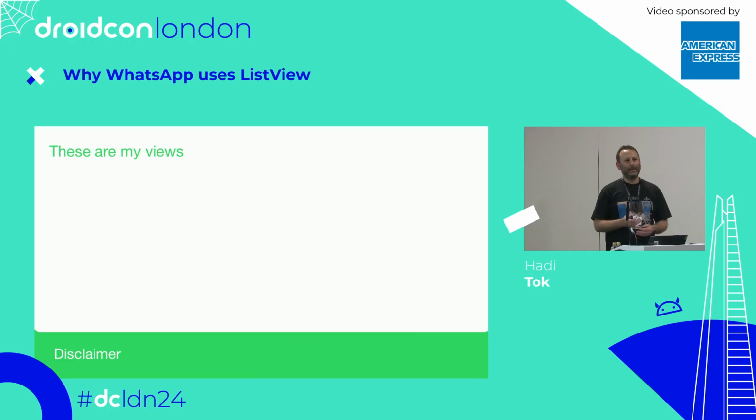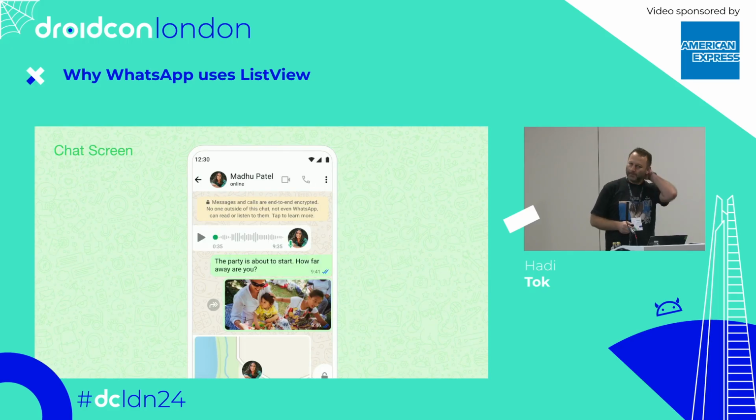I've seen a tweet about this topic a while ago, and it got some traction. So I thought it could be an interesting topic to talk about. Because why would one of the biggest apps in the world still use the ListView on their most priority screen, basically?